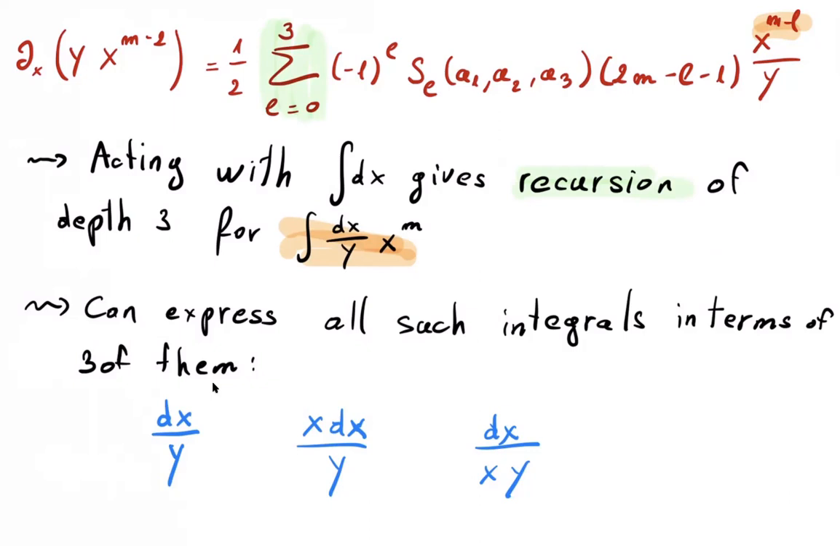I can choose them to be x to the power 0, this here, x to the power 1, and say x to the power minus 1. So the conclusion is that every integral of this type here, using these identities, will always be expressed in terms of rational functions, and then just these 3 integrals down here, the integrals of these 3 differential terms.